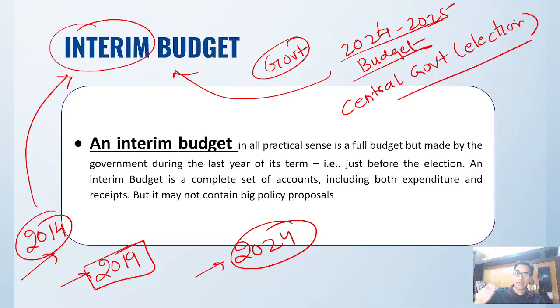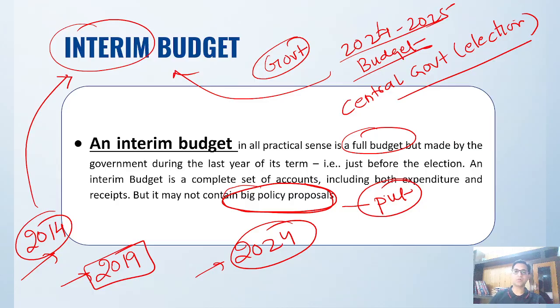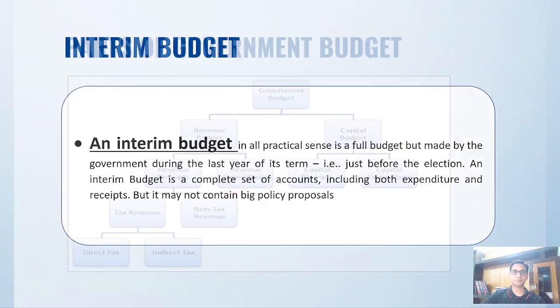Once the election is over and the central government is formed, then the central government will make a full budget in the month of July or August, whatever it is. The interim budget will provide all the accounts, both expenditure and receipts, but you cannot announce any big policy proposal, because it may go against the election code of conduct. So you have to present a normal budget, tell about expenditure, similar to the normal budget, but you cannot say much big things in that budget. That is called interim budget.